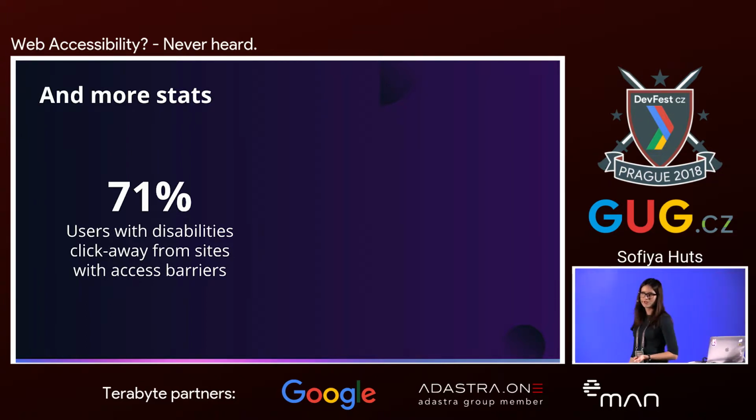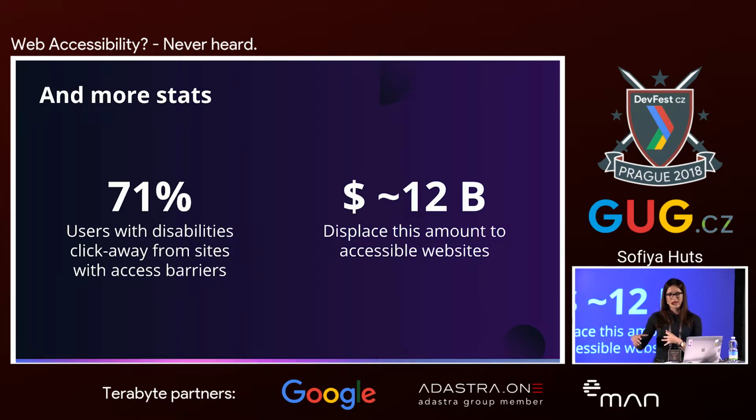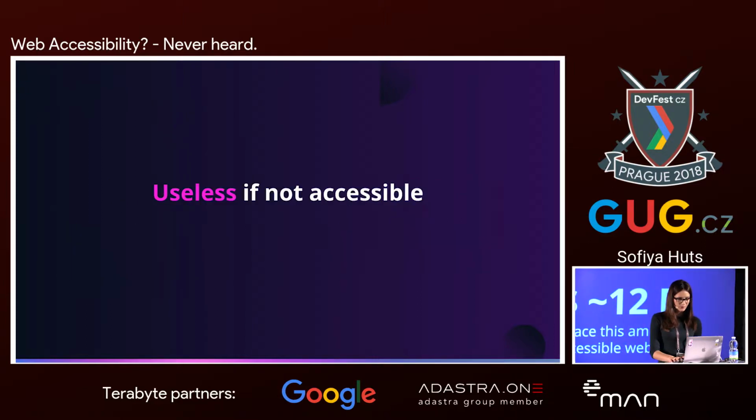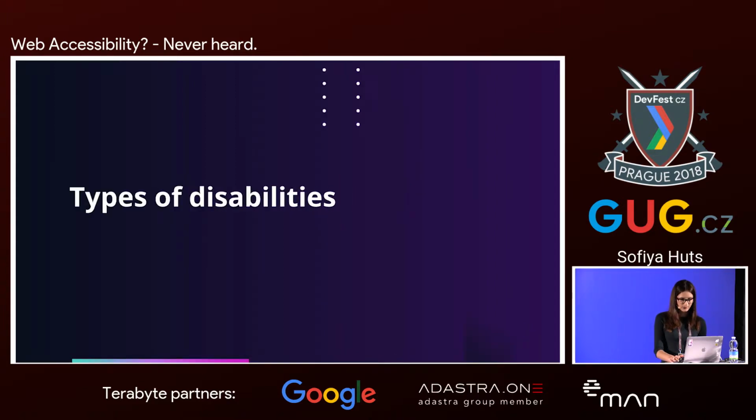71% of users with disabilities just click away from a website that has accessibility barriers. And they're just passing $12 billion of income to other accessible websites. So it makes us think: what we create is useless if it's not accessible. And also, to know our users better, we should be aware of what kinds of disabilities exist.